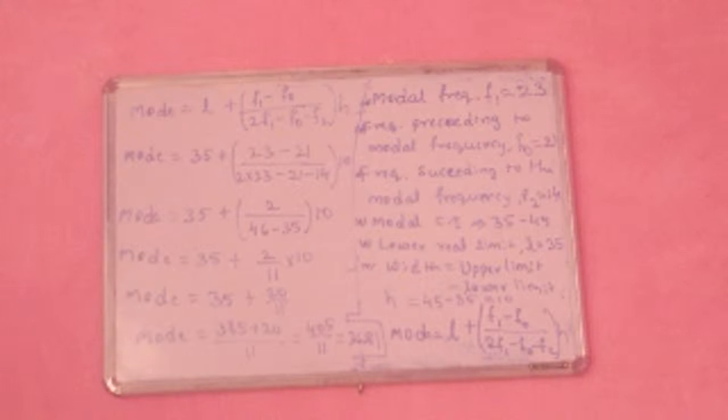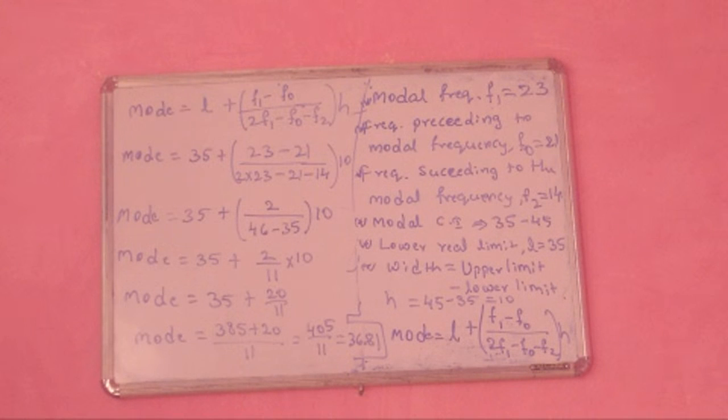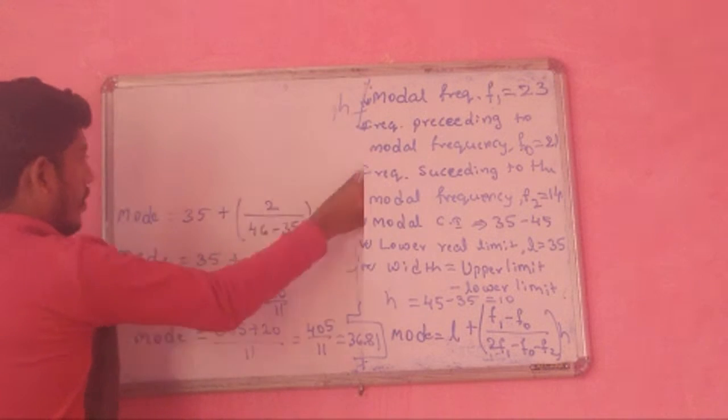Just look at the steps. Finding the F1 value and the modal class interval is very, very important. Okay, now I'll drop this. We'll go for the next problem.